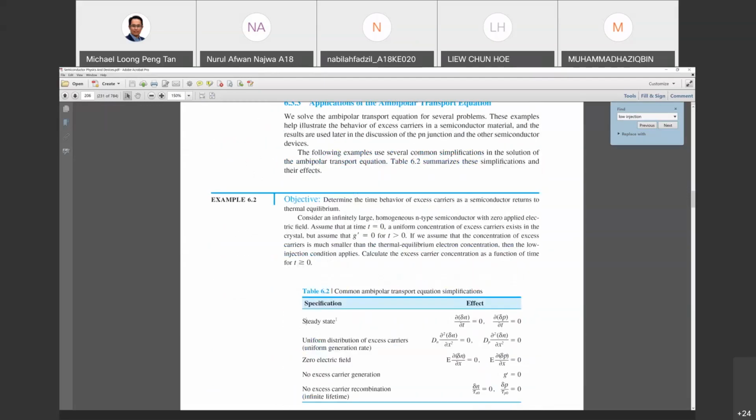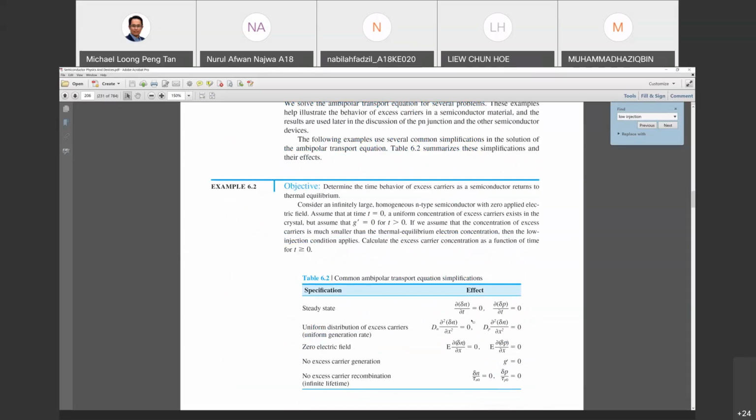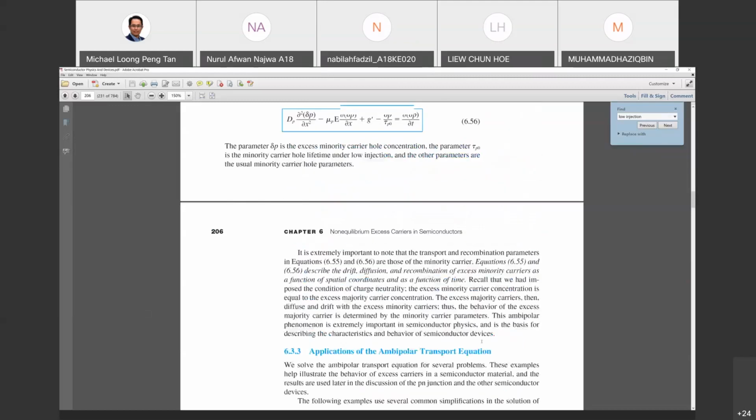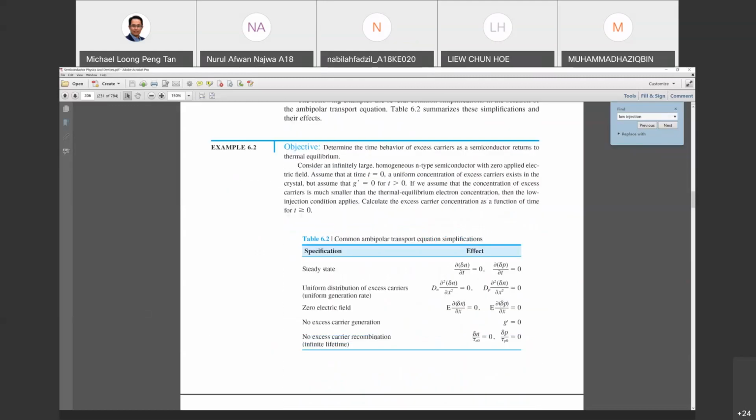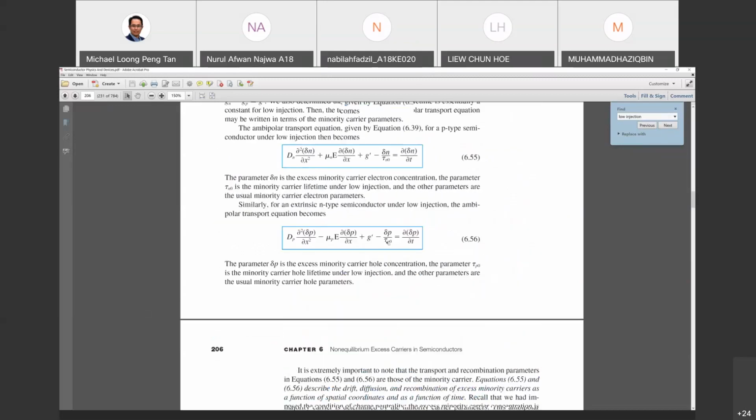If you say steady state, then the time term becomes zero because it's steady state, there's no net change. If it's uniformly distributed, then the gradient part is equal to zero. If you say there is zero electric field, then that term is equal to zero. If there is no excess carrier generation, then G prime is zero. And if there is no excess carrier concentration, then delta n and delta p become zero.